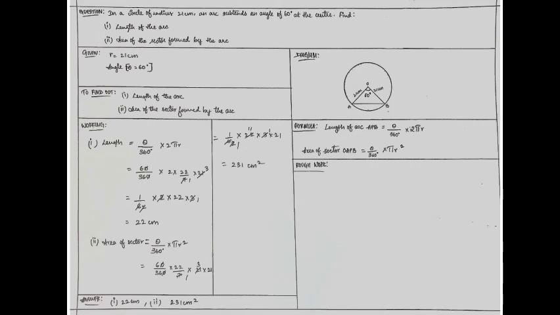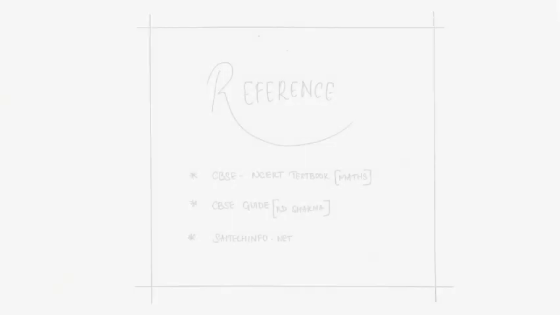Now we are going to find the area of the sector formed by the arc. We are going to use the formula theta by 360 degree into pi r square. After substituting all the values in the formula, we get the final answer as 231 centimeter square.